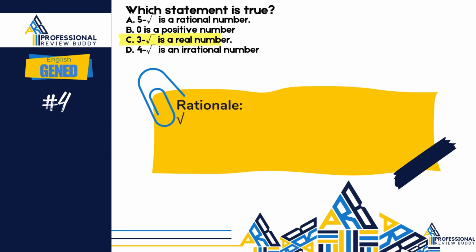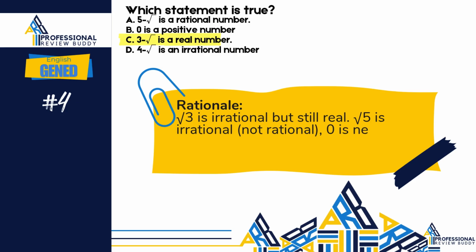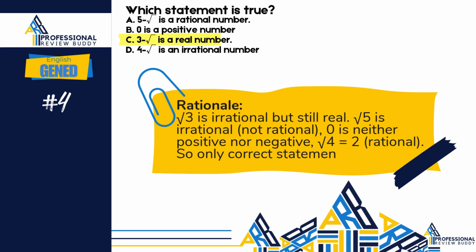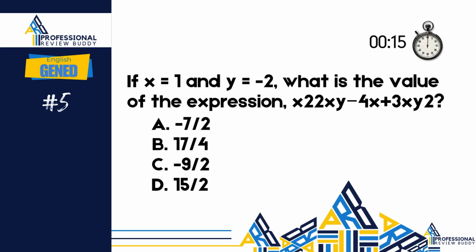Which statement is true? Square root 3 is irrational but still real. Square root 5 is irrational, not rational. 0 is neither positive nor negative. Square root 4 equals 2, rational. So the only correct statement is square root 3 is a real number.